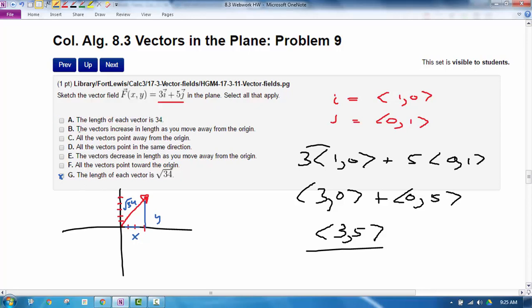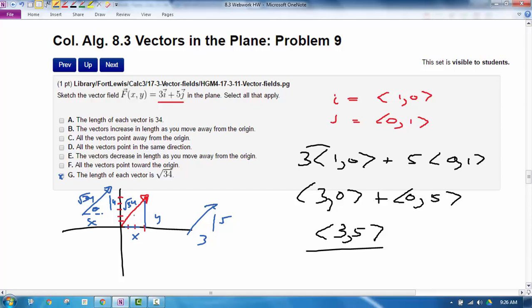Okay, so the next one, B, the vectors increase in length as you move away from the origin. That's not true. This vector, you can place it anywhere as long as you have the same square root of 34 as the magnitude and the same direction, so the same angle there, which gives you the same x and y components, which is over 3 up 5. So you can place the vector anywhere as long as you go over 3 up 5. So that's not true.